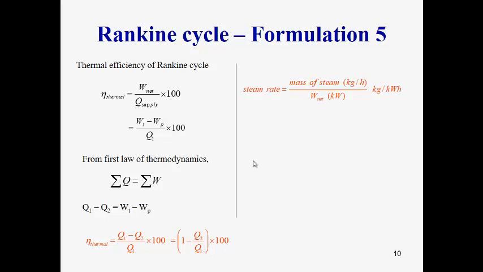The performance is also expressed in steam rate as well as heat rate. The steam rate is defined as the amount of steam required to produce 1 unit of electricity, in terms of kg per kilowatt hour. It is determined from the mass of steam in kg per hour divided by Wnet in kilowatts. Similarly, heat rate is defined as the amount of heat supply to produce 1 unit of output: Q supply in kilowatts and W output in kilowatts. It's a number, kilowatts by kilowatts. It's also the inverse of thermal efficiency.